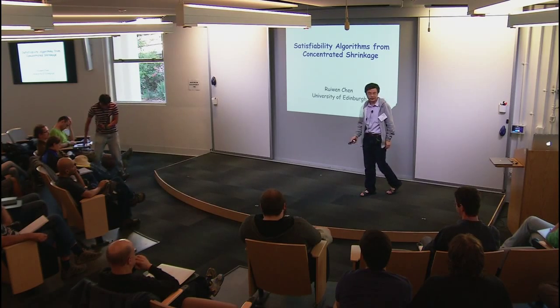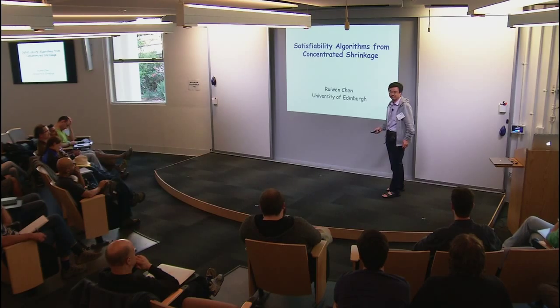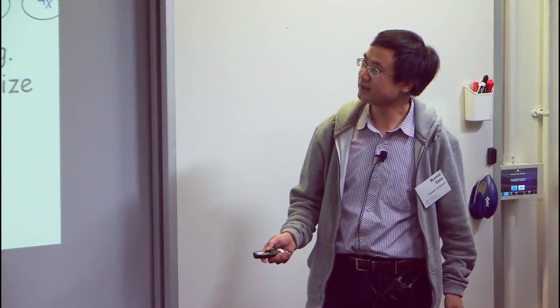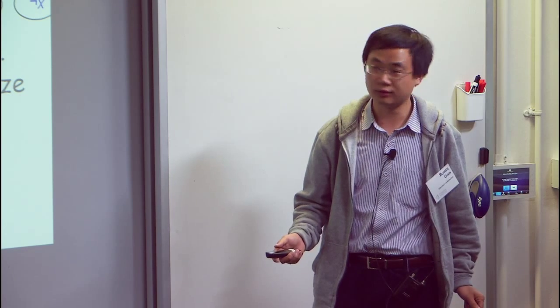Hello everyone. So here I want to show a simple technique which was used to prove lower bounds can be turned into algorithms. It's basically the shrinkage under random restriction approach. So let's first review this technique, which was used to prove formula lower bounds.